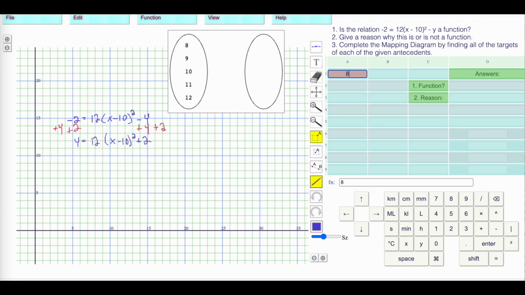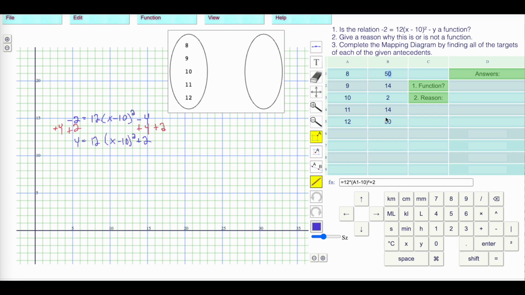We have 8 is equal to the 8 plus 1. Fill that down, is equal to 12 times, open bracket, the x value, take away 10, to the power of 2, plus 2. That gives us 50. Fill that down.